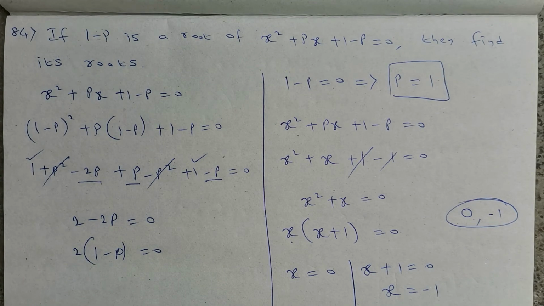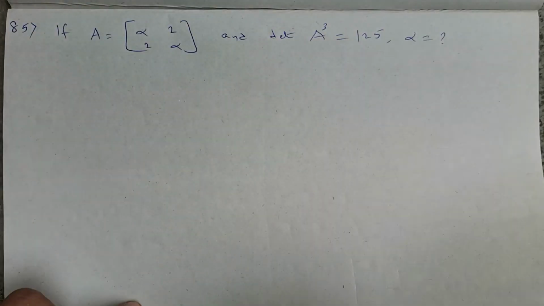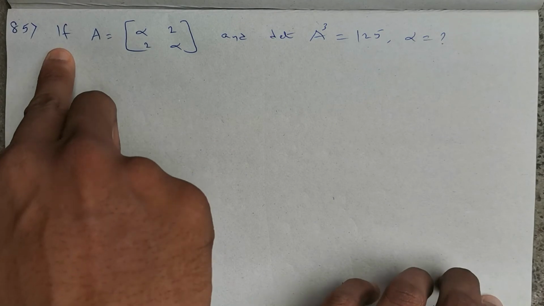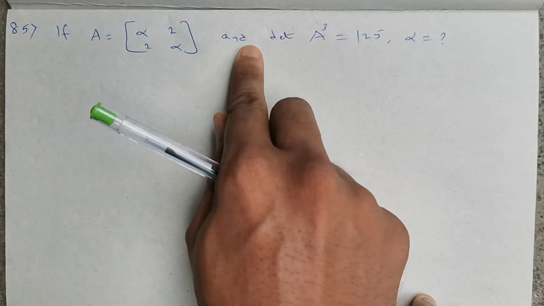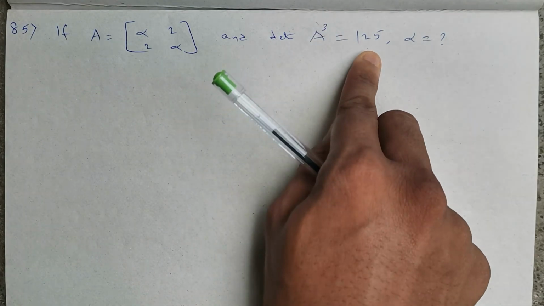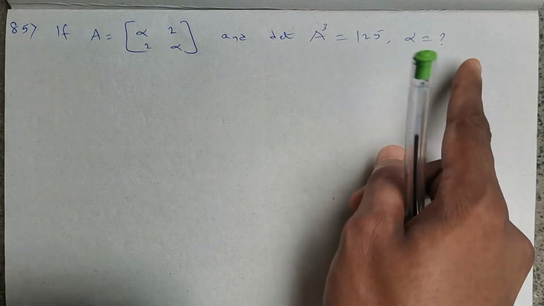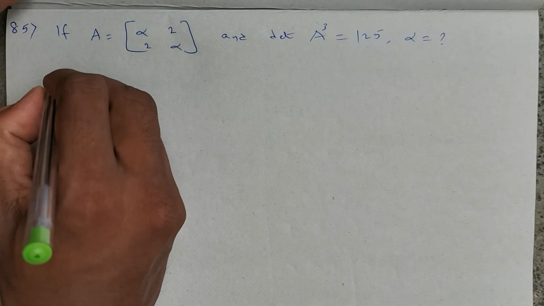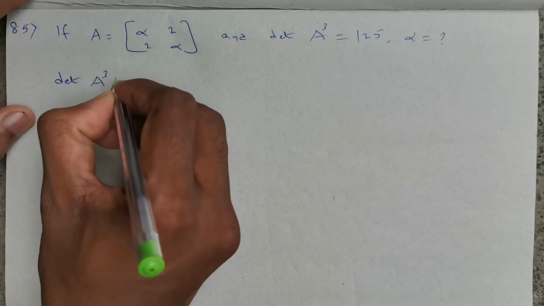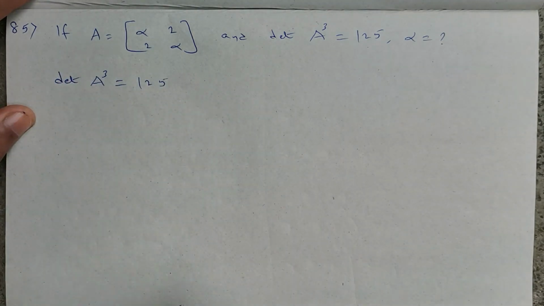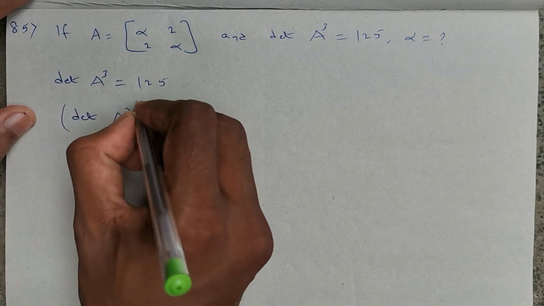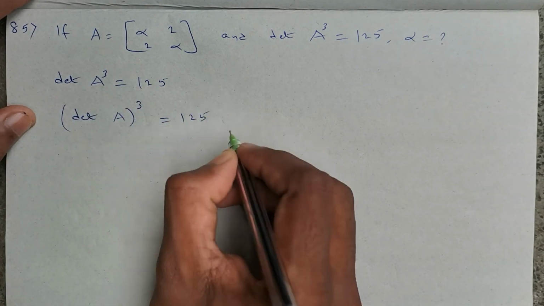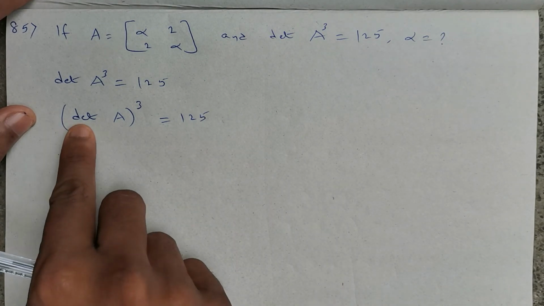Okay, the next question is, if A is equal to the matrix with alpha and 2, alpha, and determinant A cube is equal to 125, then what is the alpha value? So here he gave clearly determinant of A cube is equal to 125. This determinant of A cube can also be written as determinant of A whole cube, which is equal to 125. Now what is the determinant of A?